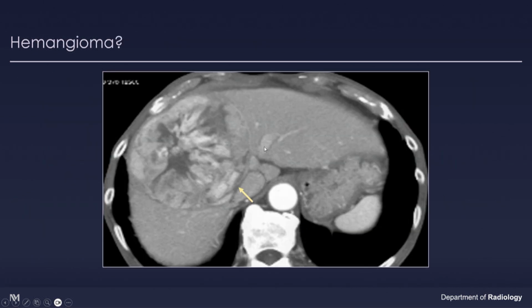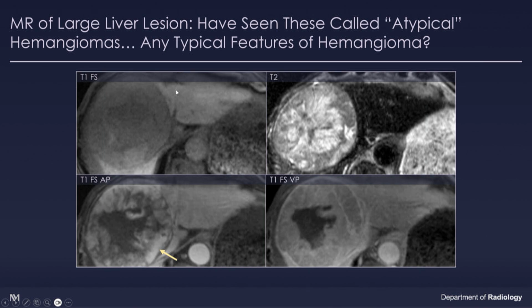How about this one? Is this a hemangioma? Certainly has the nodular peripheral enhancement. It looks somewhat heterogeneous. You might think there's a central scar. So what would you do next? Well, you should do an MR. And why do you want to do an MR?